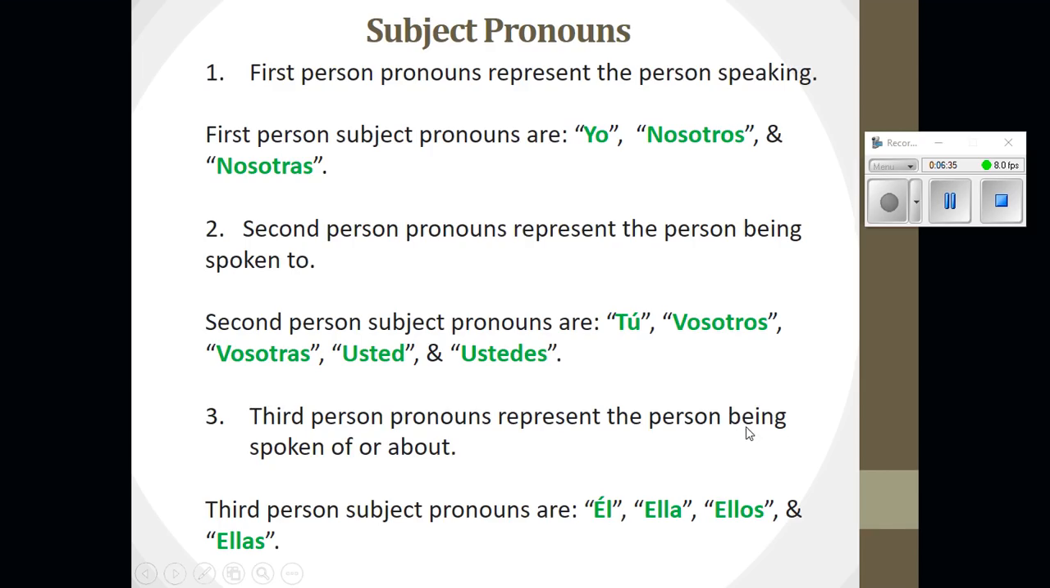Third person pronouns represent the person being spoken of or about. Okay? So third person subject pronouns in Spanish are él, don't forget that accent mark, ella, ellos, and ellas. Please mark those 4 pronouns down on your note guide under third person pronouns. Pause the video.